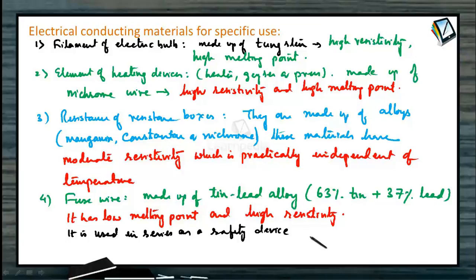The safe current of a fuse wire depends on the radius: I is proportional to R to the power 3 by 2, where R is the radius.